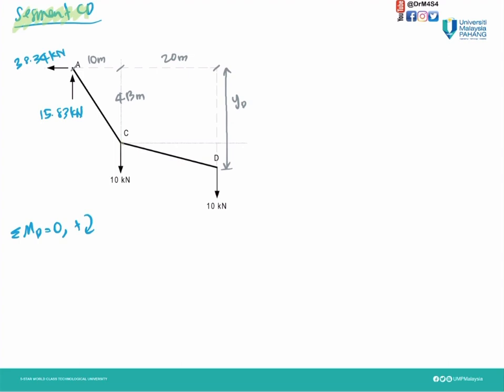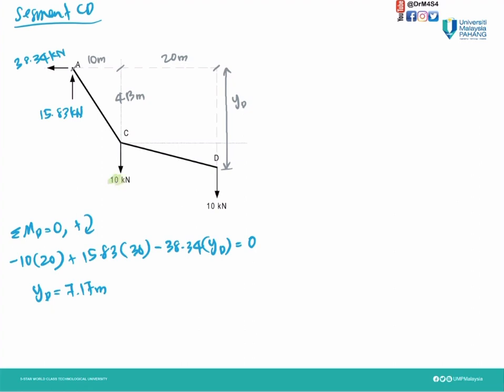This is segment CD. We don't know yet what is our YD here. So we know these forces here and all the distances. So take summation moment at D equal to 0. Here is our D, positive clockwise. Therefore, for 10 kilonewton to point D is anti-clockwise, so negative. Distance for that one is 20 meter.